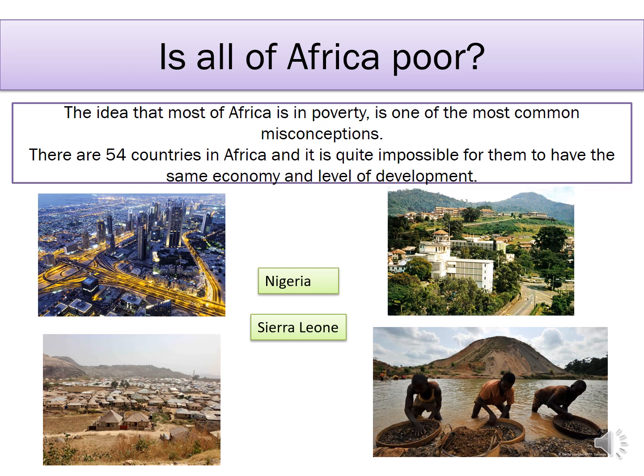Now, it might surprise you to know that the pictures on the left-hand side were both taken in Nigeria, and the pictures on the right-hand side were both taken in Sierra Leone. What this shows us is that the level of development within a country can vary as much as it can between countries. So there will always be some parts of a country which are more developed than others. And this is true for all countries, not just countries that are in Africa.